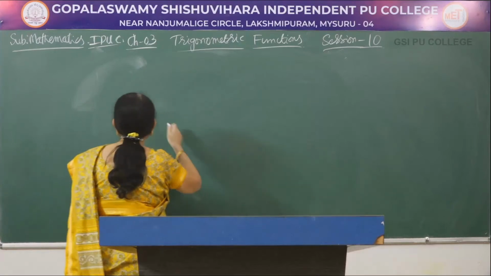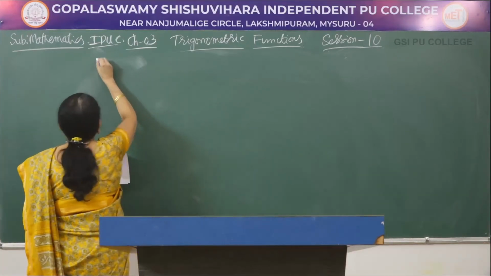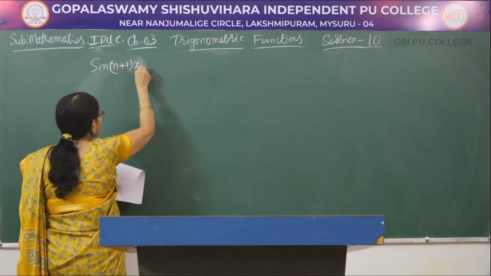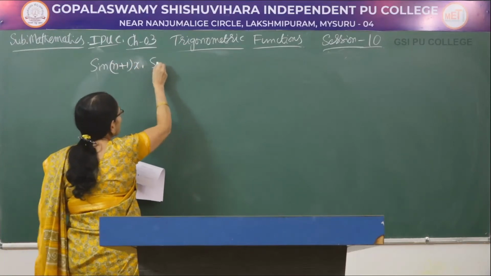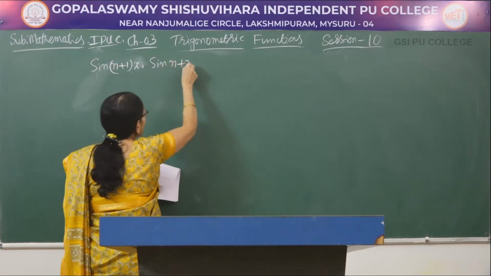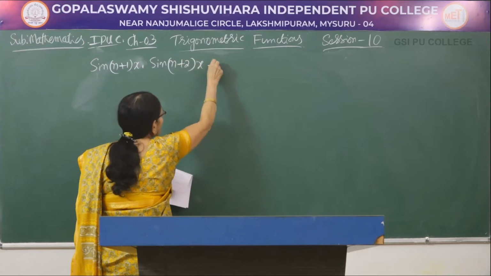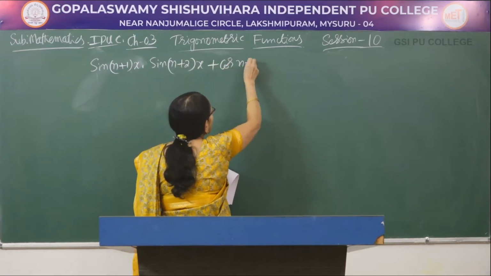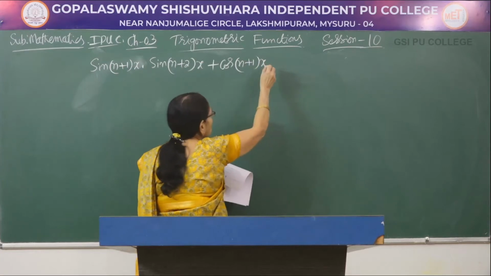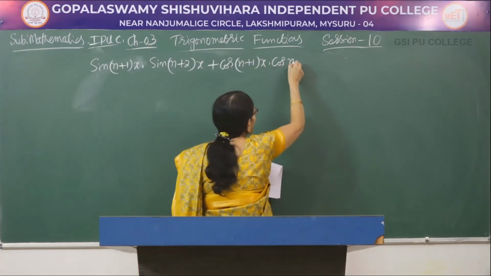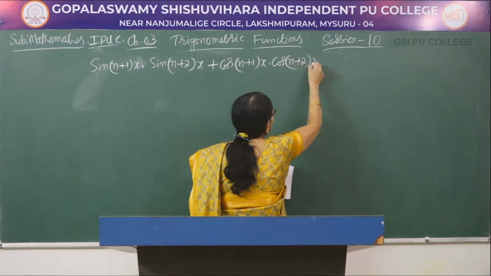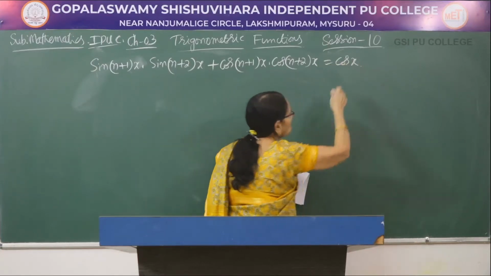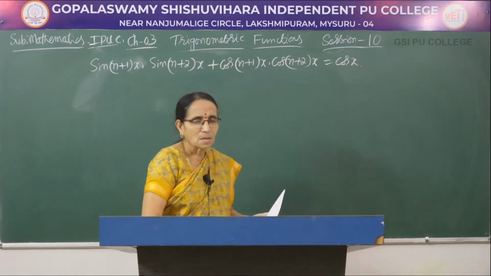Sine of (n plus 1) into x into sine of (n plus 2) x plus cos of (n plus 1) x into cos of (n plus 2) x. You have to show that this is equal to cos x. Here you have to be careful.